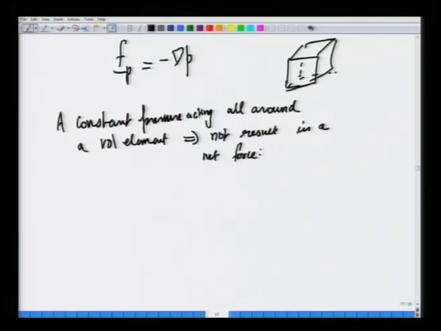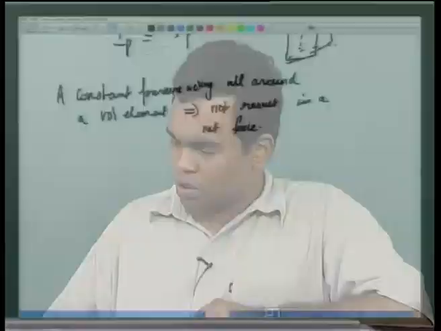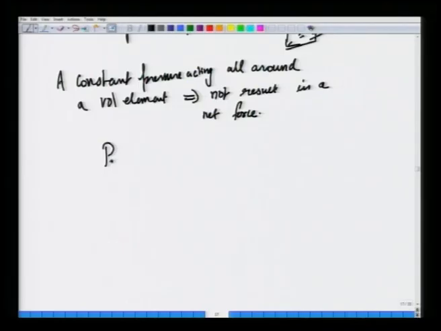Okay. Why is this important? This is important because in many practical applications, in terrestrial applications, there is a constant atmospheric pressure due to the air that is present, and this constant atmospheric pressure will not cause a net force in many problems of interest in fluid statics and fluid flow. So, this pressure is called the atmospheric pressure.